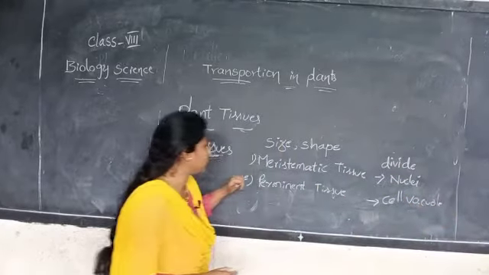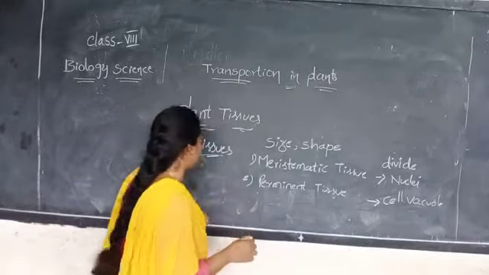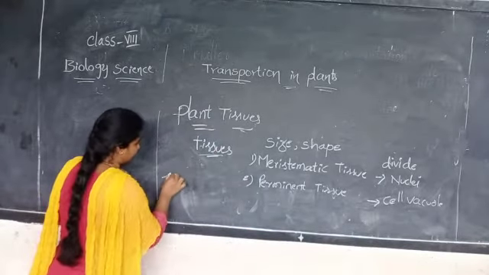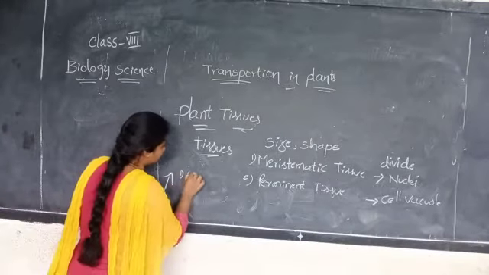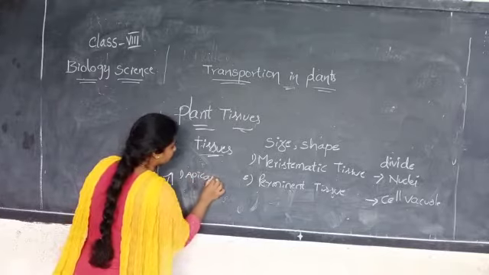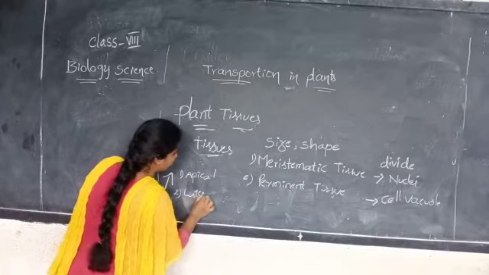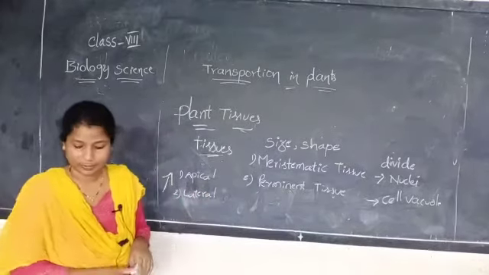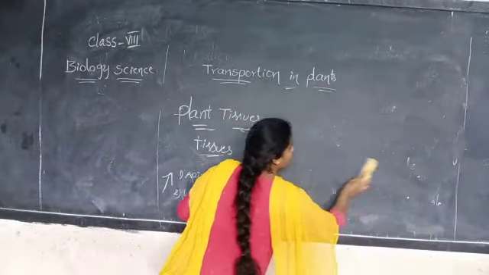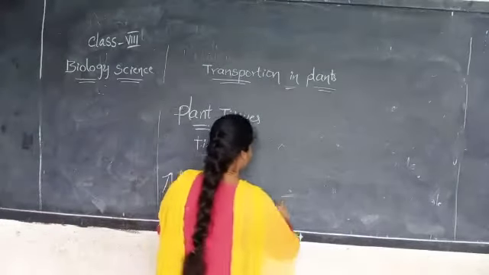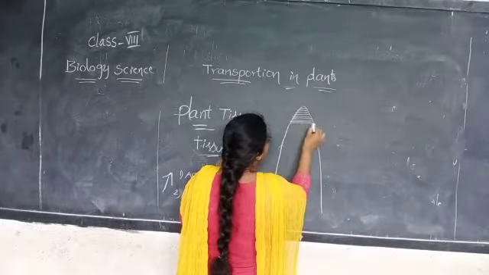In meristematic tissue, the cells divide very rapidly and continuously. So the growth also occurs very rapidly. Based on this, it is divided into two types. One is apical meristematic tissue and the second one is lateral meristematic tissue. We will see the diagram now. This is meristematic tissue.